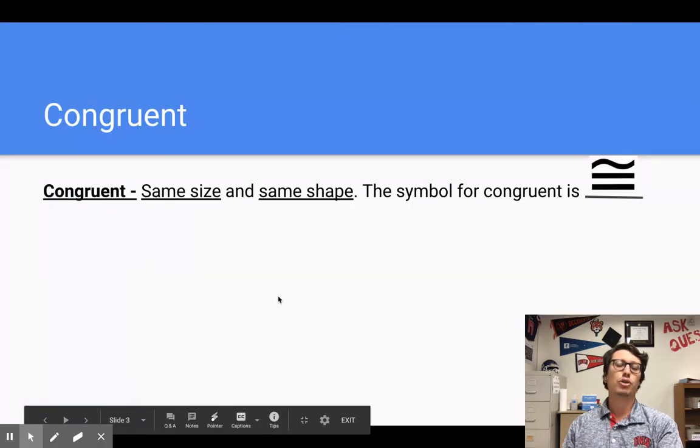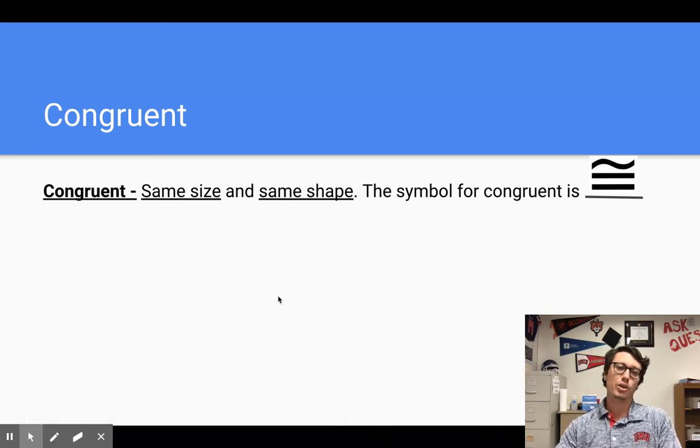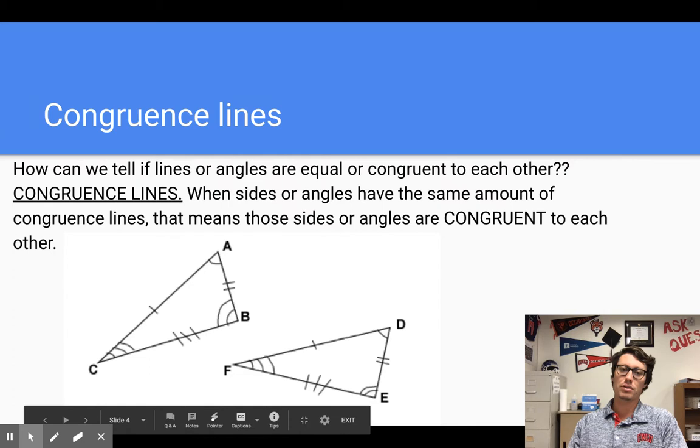Okay, so congruent, we already learned in chapter 1, but just to talk about it some more, congruent means the same size and same shape. The symbol for congruent is an equal sign with a little wave on top. The wave talks about the shape, the equal sign talks about the size, right? So the congruent symbol is an equal sign with a little wave on top.